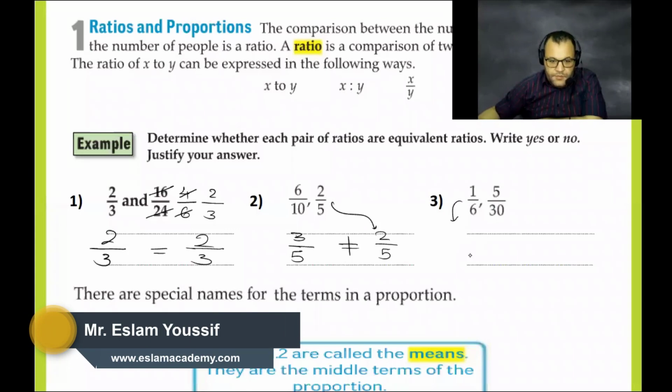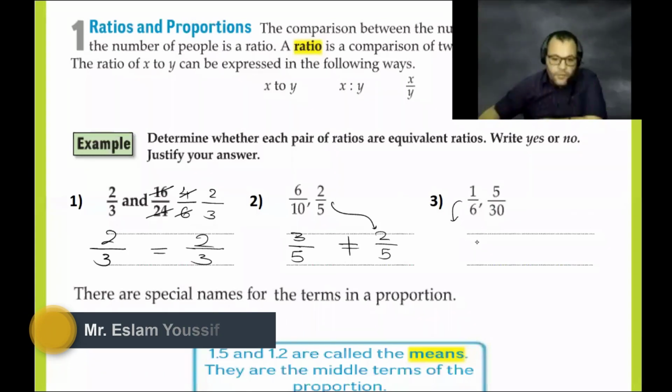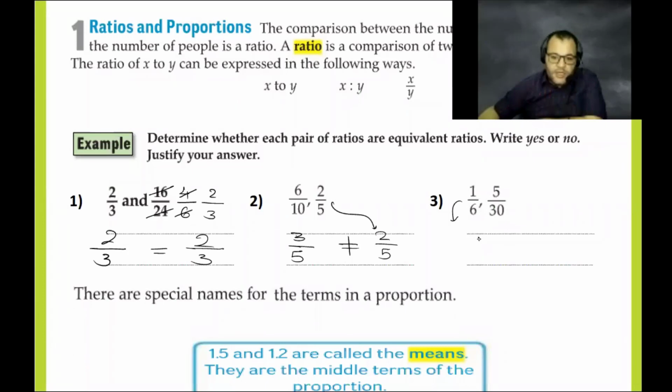It can be simplified, so it will be 1 over 6, and the second one will be 5 divided by 5, 1, equals 1, and 30 divided by 5 is 6. So this will be the simplest form. Okay.